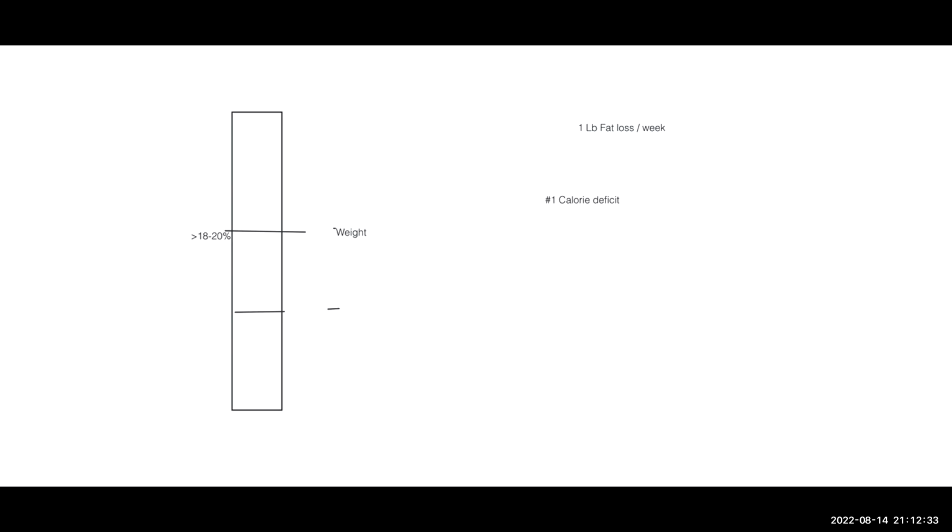First we need to find out, according to our activity, how many calories we need to maintain the weight. That is our base, or we can call it TDEE. I'm telling you these terms, and even if you don't understand them, it's completely fine. You will come to know.